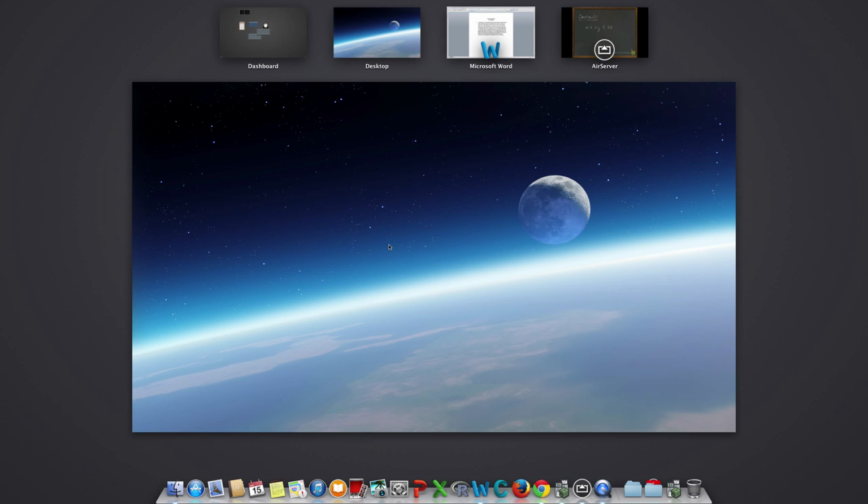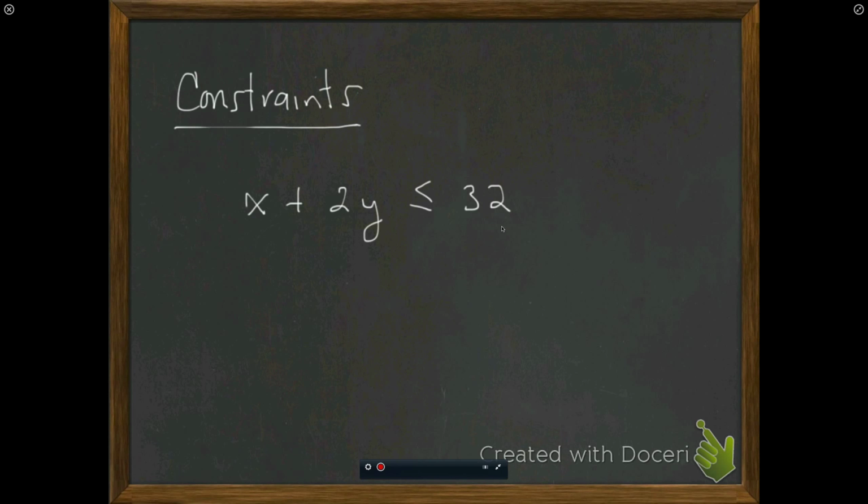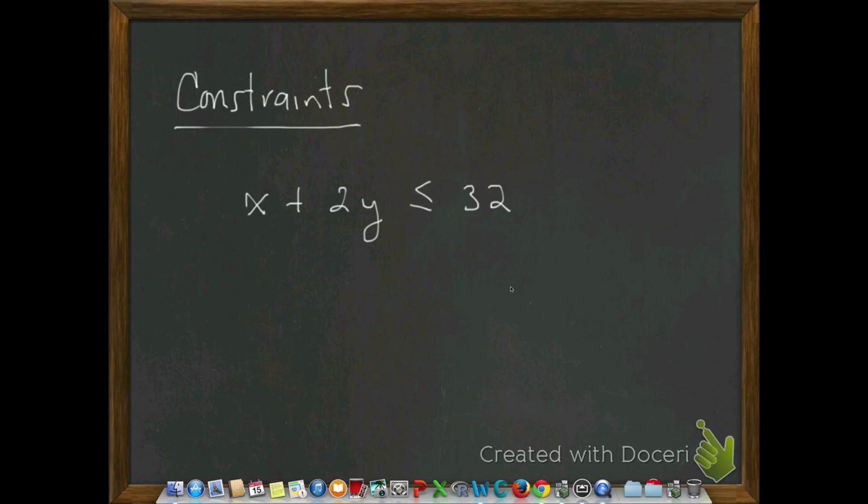So to take care of that, I've set the first constraint to be X plus 2Y less than or equal to 32. Guys, X is the total cutting for the standard. 2Y is the total cutting time for the expedition. Has to be less than or equal to 32.